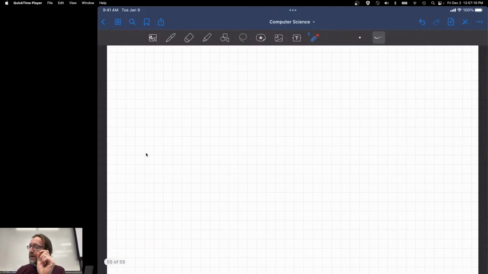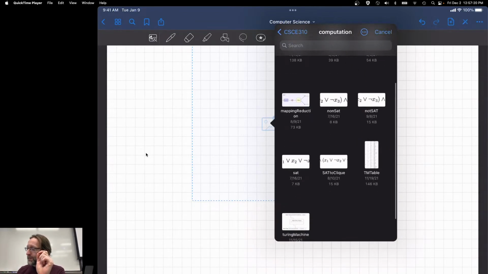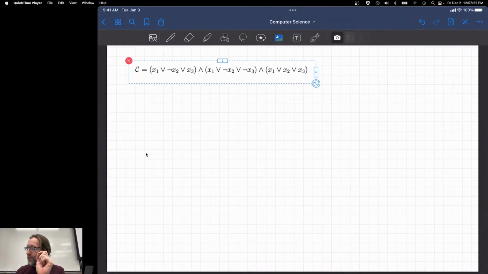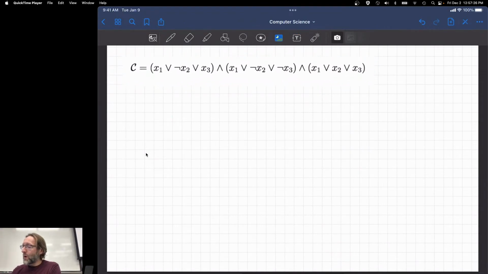Let's take a look at an example here. The example from before. Click to SAT. There we go. Or SAT to clique, it should be called. I don't know why I called it that. All right. So I've got 3 clauses. Each one has 3 vertices. So in total, I'm going to have 9 vertices. So let's do this first clause over here. I'll label this as C1, C2, and C3.